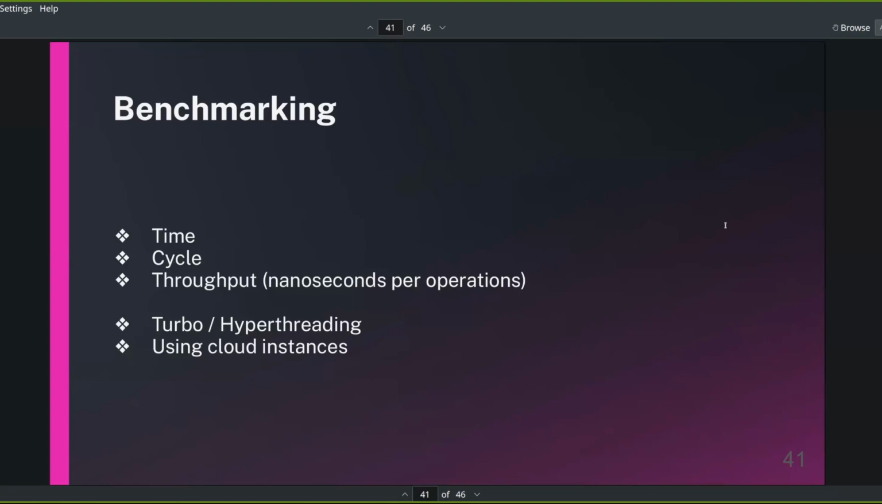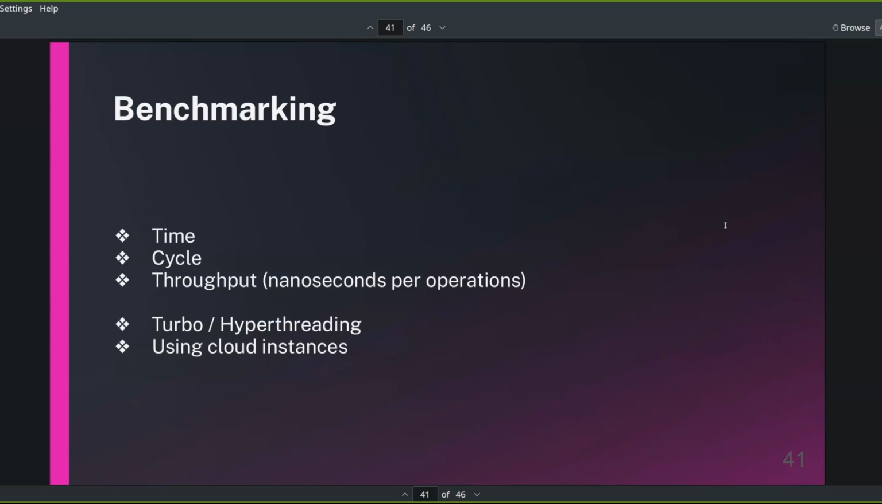So what to benchmark? You have time to benchmark. This is useful for comparing between CPUs. And throughput, which is nice. It's a different way to represent things, and it's usually more relevant in my experience. Cycles, it's something that is excellent when you're optimizing, but you cannot use it to compare between computers, because cycle, if you use turbo, it's wrong.